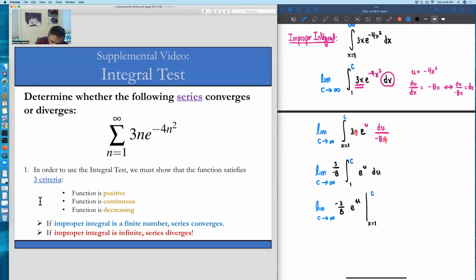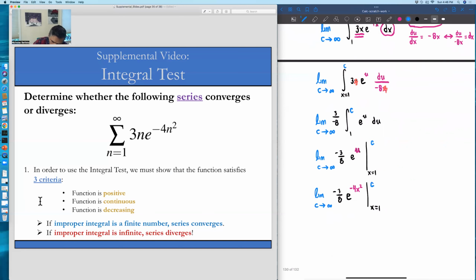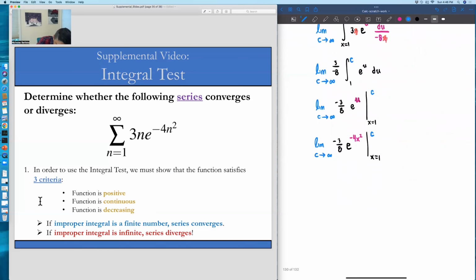So remember, before we actually plug in those bounds, we need to replace u with what it originally was in terms of x. So we can do that now. So we have the limit as c goes to infinity of minus 3 over 8. And u was originally minus 4x squared. So we can write that as e to the minus 4x squared. And now we're at the point in which we can plug in those integration bounds from x equals 1 to c. So let's go ahead and do that now.